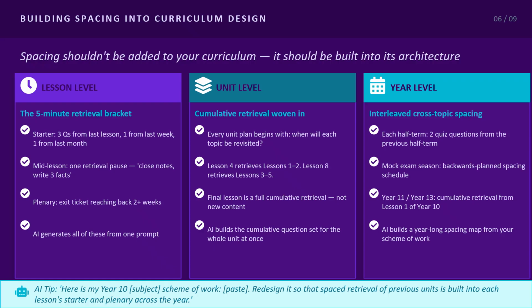Year level, interleaved cross-topic spacing. This is the level that transforms exam performance. At year level, every half-term's retrieval schedule should include 2 questions from the previous half-term. Mock exam preparation should be backwards planned from the exam date, with a spacing schedule that ensures every topic from the entire course is retrieved at least twice in the final term.